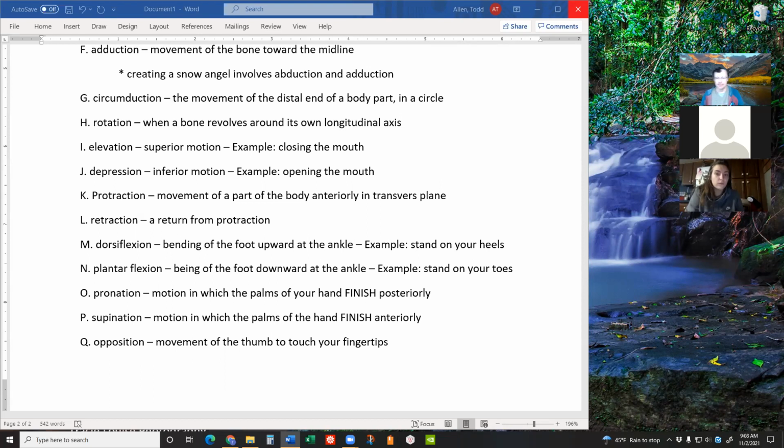Okay, gang. That is a lot, but that's the only part of chapter 9 that I'm covering with you. Again, the major anatomy of the major joints at the end of the chapter, you are not responsible for. I am not going to test you on it. Okay, so do you have any questions at this time?